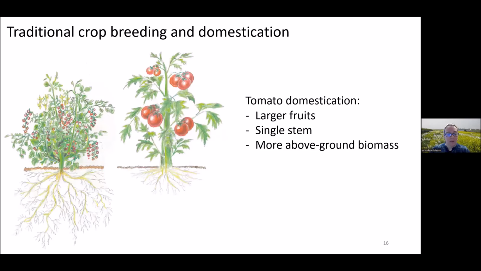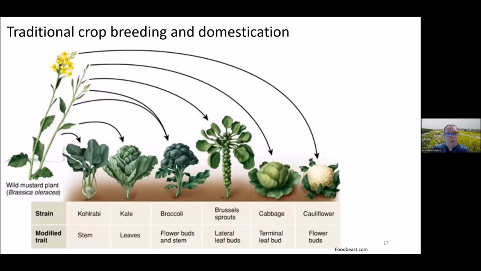This is also an example we see in tomato. So we can see the wild tomato on the left, and this has very small fruits and also this multi-branched structure. And by contrast, we have the domesticated tomato, with larger fruits, a single stem and more above ground biomass. A more extreme example is the domestication into different crops from wild mustard, where we have this differentiation into kohlrabi, kale, broccoli, Brussels sprouts, cabbage, and cauliflower. And this is through selection for specific mutations or for specific parts of the plant, basically.